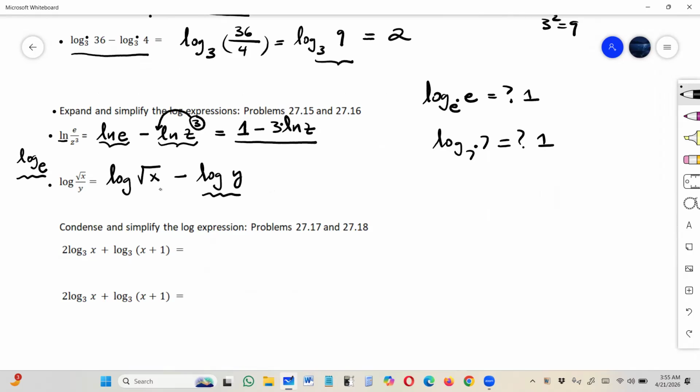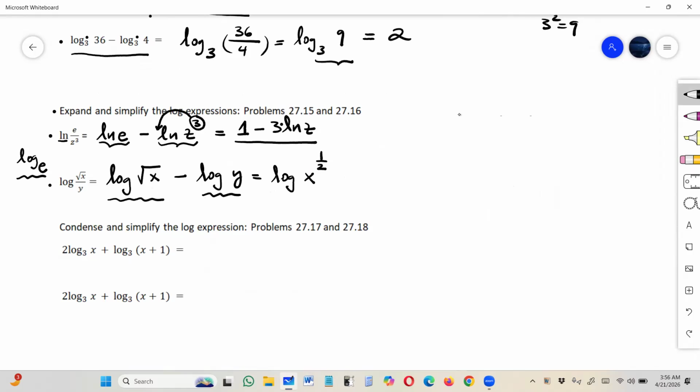Nothing you can do here, but this part, I can rewrite the radical as an exponent. So this is going to be log base 10 of x to the 1/2. You have to remember the conversion from before. I'm going to write it here to remind you. Okay, so we gave you this conversion before. This is the radical form. This is the exponential form.